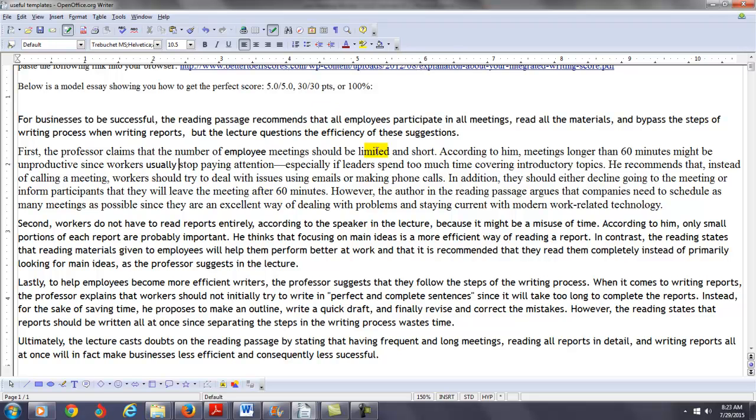Okay, the first point in the reading passage, I'll show you again the sample, is according to the reading passage, companies need to schedule as many meetings as possible since they are an excellent way of dealing with problems and staying current with modern work-related technology. That's what you want to say about the reading passage. The third point in the reading passage is talking about the writing process, not the first point.